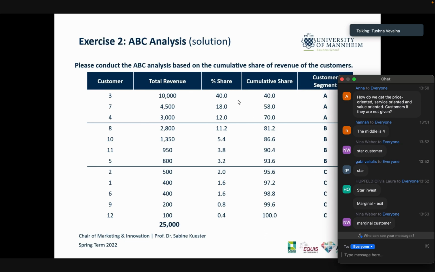Then you see that 25% of 12 customers would be one quarter of 12, which would be 3 customers. That would fall into your segment A. So the top 3 customers fall into segment A of the ABC analysis. Then your next 4 fall into B, and your next 5 fall into your C segment.